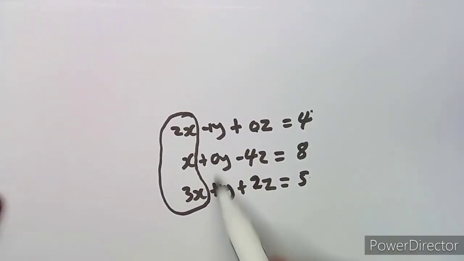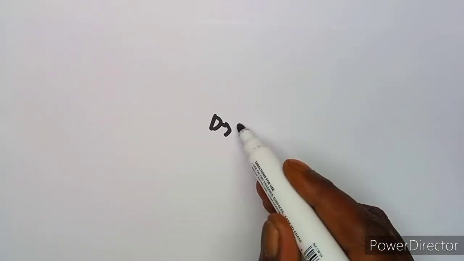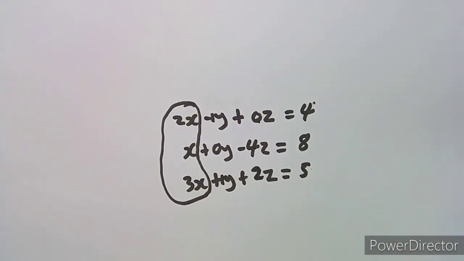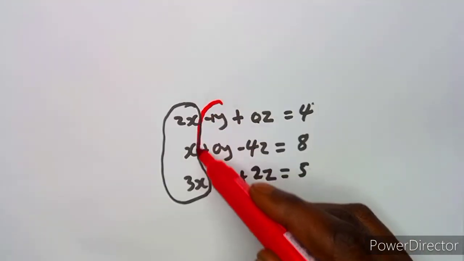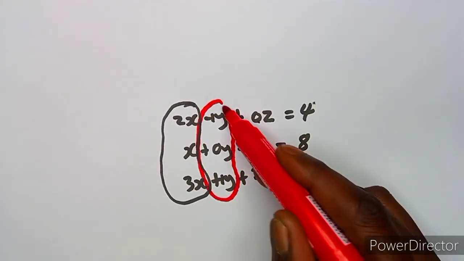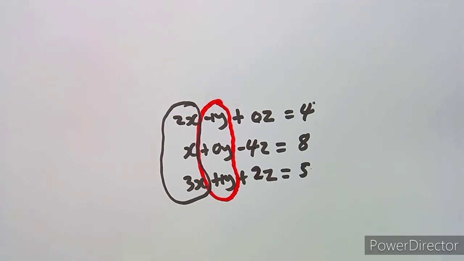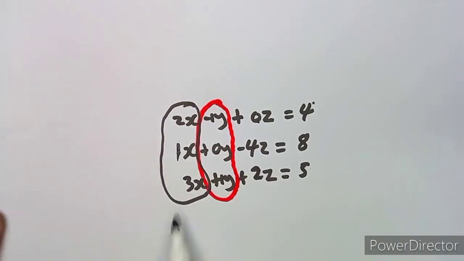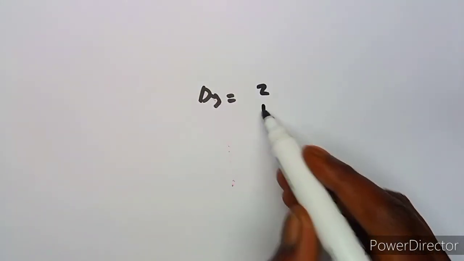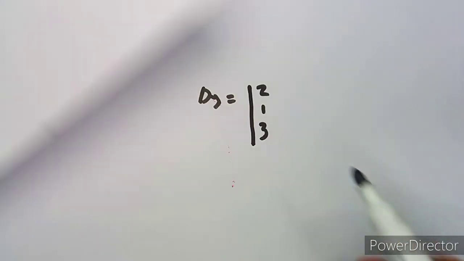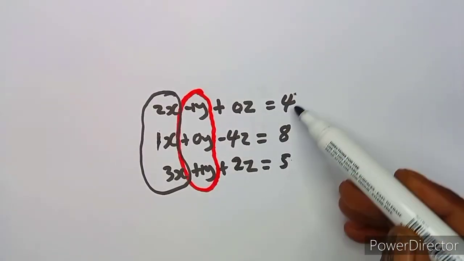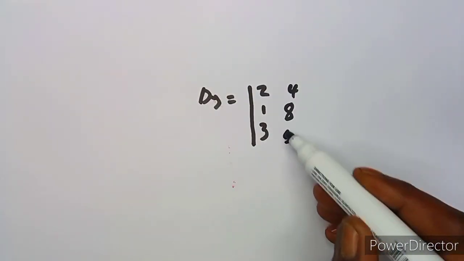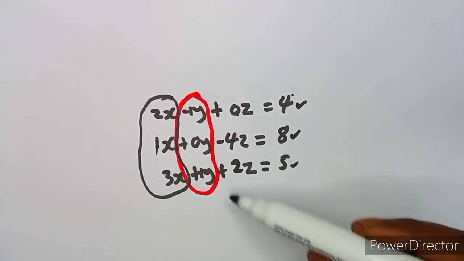Do the same now for y. So for y, you're going to substitute y this time with constants. So this time it's here, in place of this y here. That is where we are going to substitute with constants. Which means the first part is going to remain as it is, 2, 1 and 3. Then the second part, this one, you replace with constants, which is 4, 8 and 5. Okay, the last part you just take as it is.